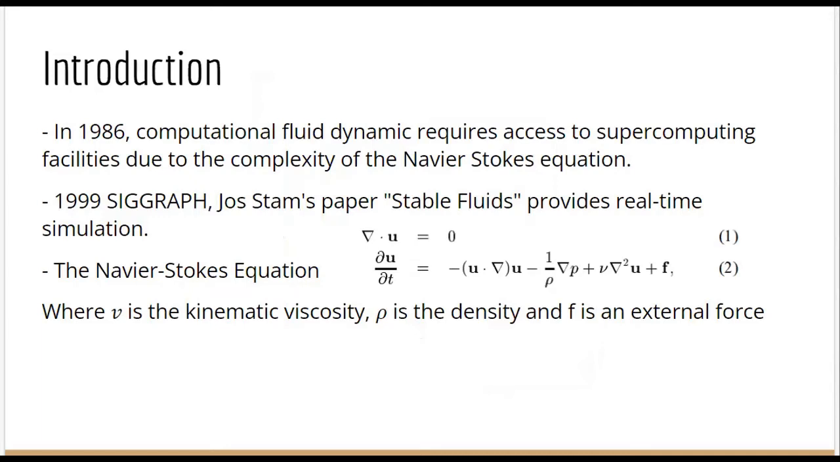In 1999, Jos Stam published a highly influential paper about fluid dynamics called Stable Fluids. It proposed a stable solver for the incompressible Navier-Stokes equation in real time. His solver is based on the incompressible Navier-Stokes equation, where V is the kinematic viscosity, rho is the density, and F is an external force.